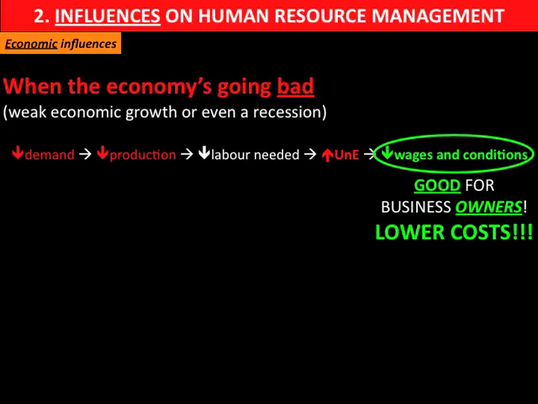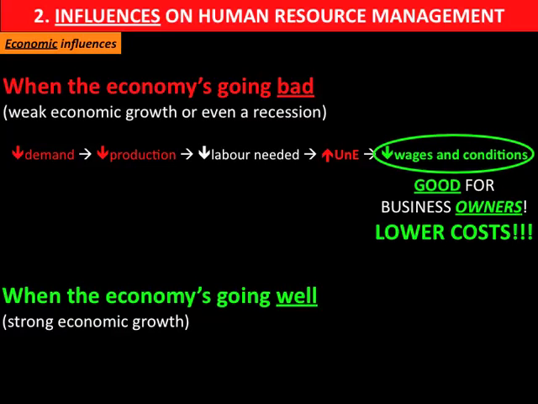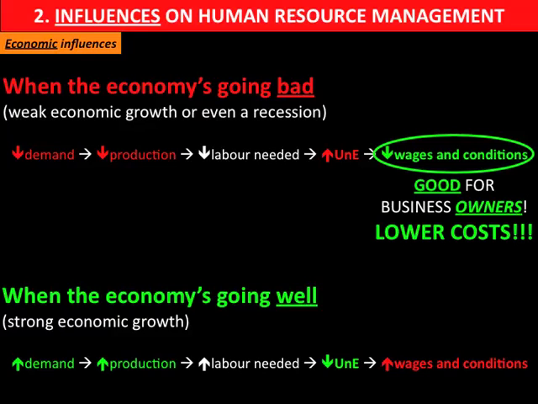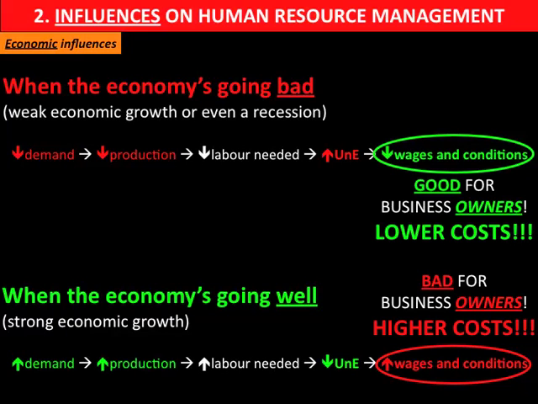The opposite of that, when the economy is going well, when there's strong economic growth, there's going to be an increase in demand, an increase in production, and more labor needed. It's going to decrease unemployment. But at the end there, for your business, it's going to increase wages, and your employees are going to ask for better conditions. Why? Because they know that if unemployment's at 4.5%, you're probably not going to fire them, because you're not going to be able to find someone else so easily. So they're going to argue that they should get better wages and conditions. That's bad for business owners, because it's going to lead to higher costs, right?